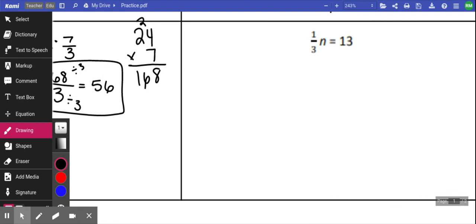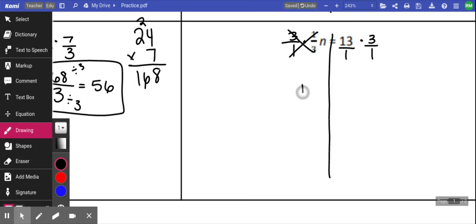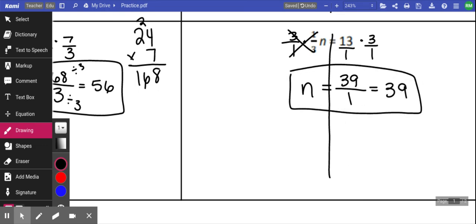Good. So what are we multiplying both sides by? 3 over 1. Let's flip it. So both sides are going to be multiplied by 3 over 1. I want to write both of them as fractions. These will cancel out here. Again, with multiplying fractions, you multiply the top. So 13 times 3? 39. 1 times 1? 1. And we can just simplify this to 39. Make sure you have this on your paper and click turn in.